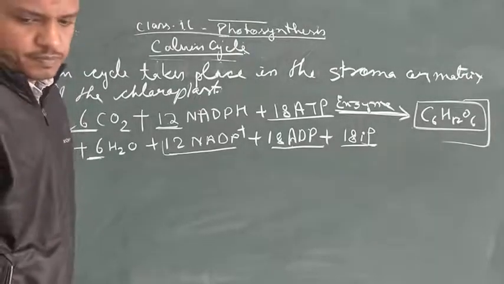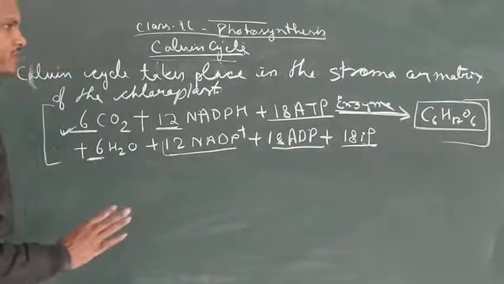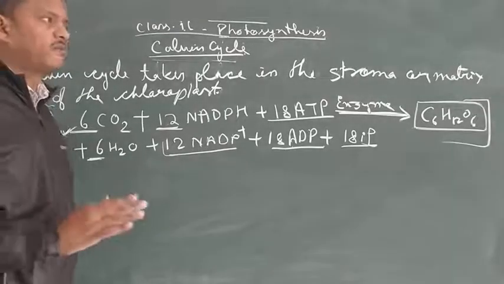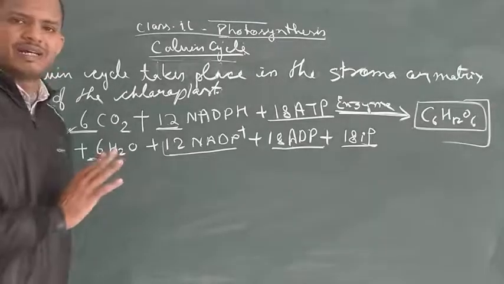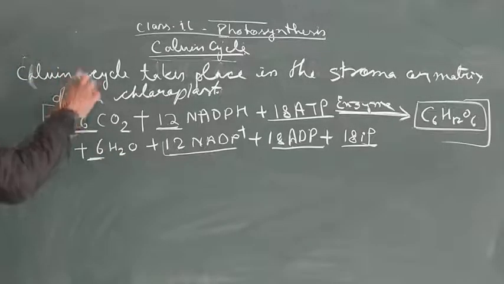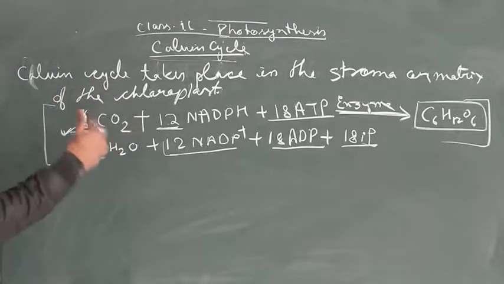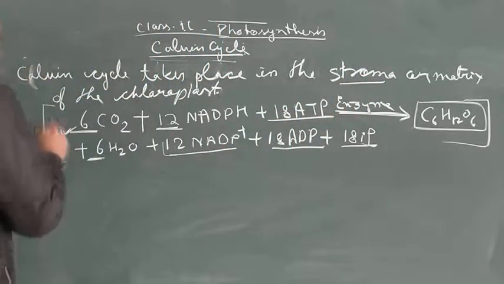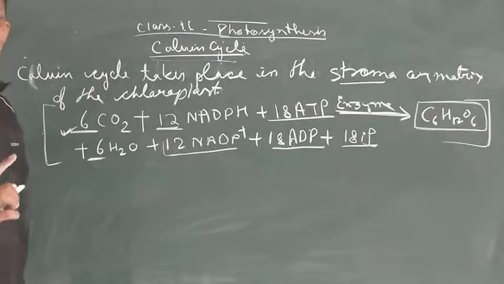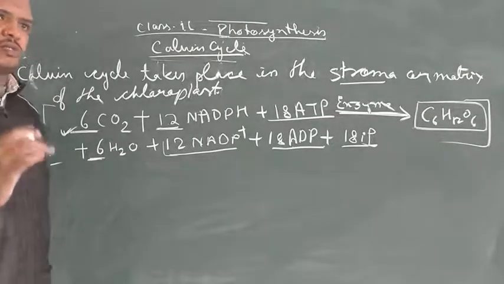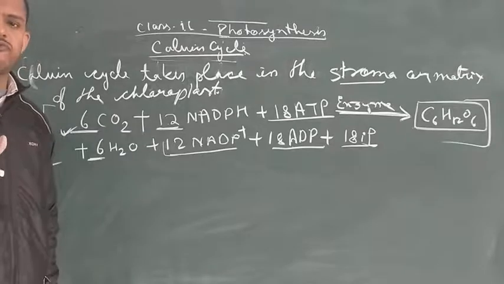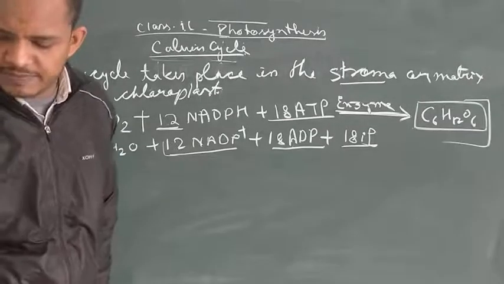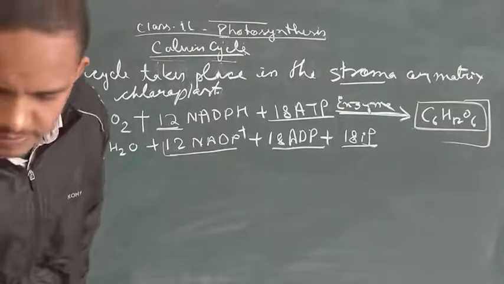Now the thing we are going to discuss. I told you the name of the discoverer who worked on this and got the Nobel Prize, and I told you that the Calvin cycle takes place in the stroma or matrix of the chloroplast, the complete reaction of photosynthesis. Now, how does the initiation of the process of photosynthesis start? We will discuss that there.